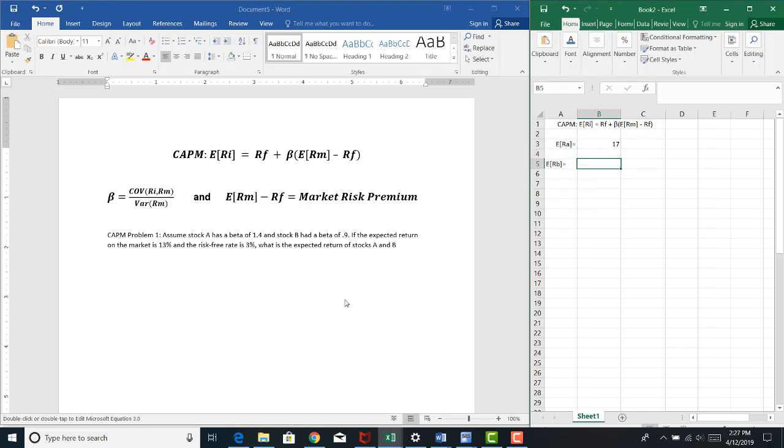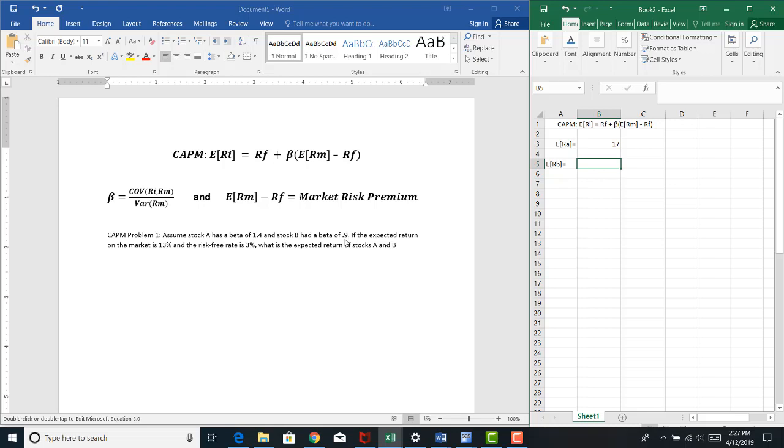Now I ask you a question. Is stock B going to have an expected return higher or lower than that? Look, the only thing that's changing in this problem is the beta of stock B. And it's lower, which means stock B is less risky or more risky than stock A? Hopefully you said less risky. It's slightly less risky than the market.